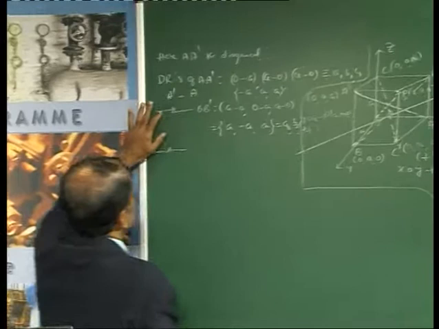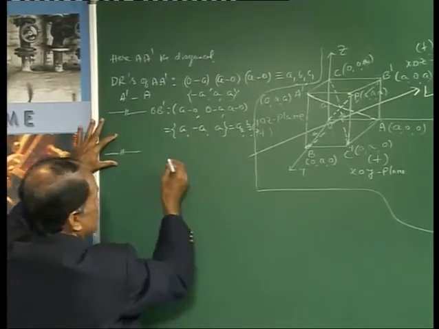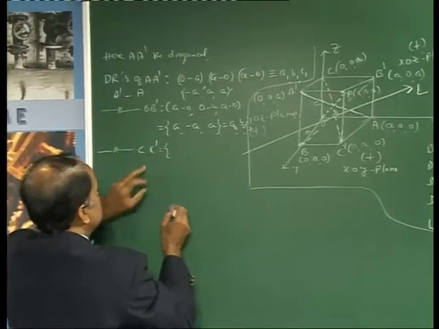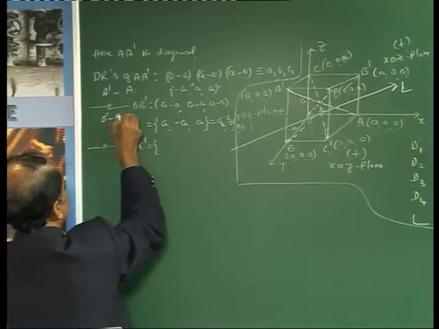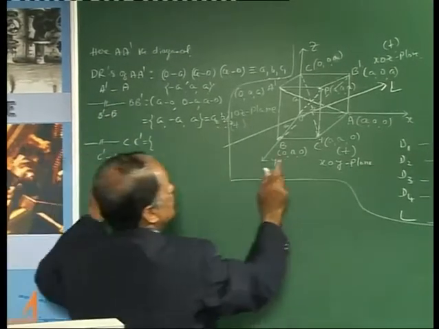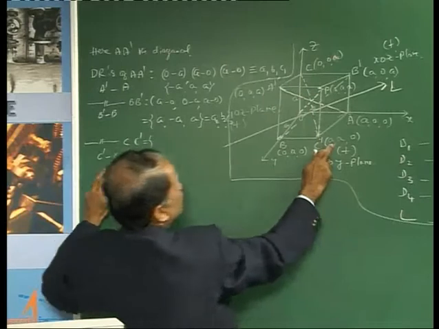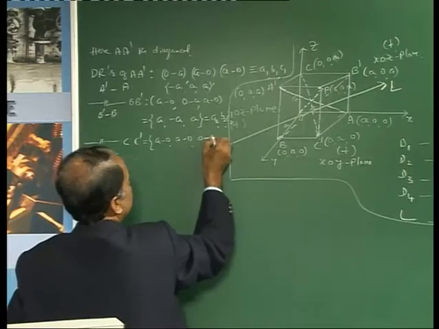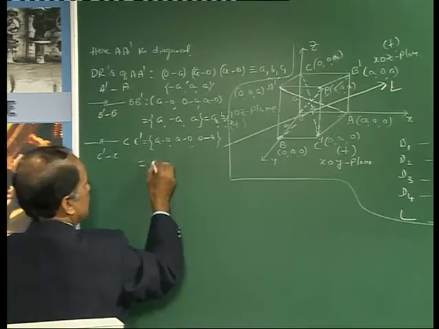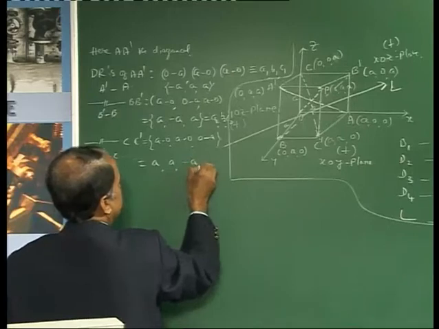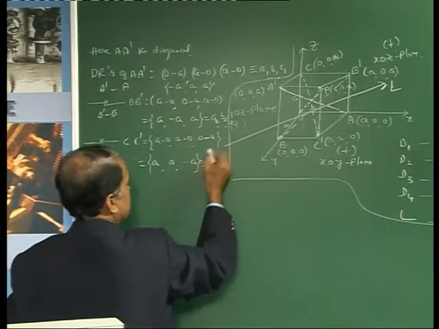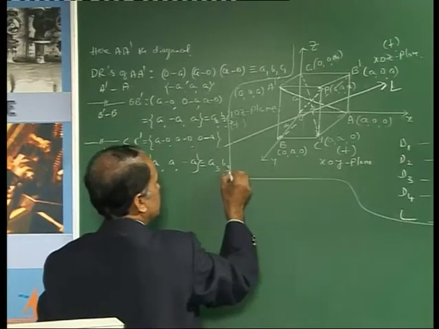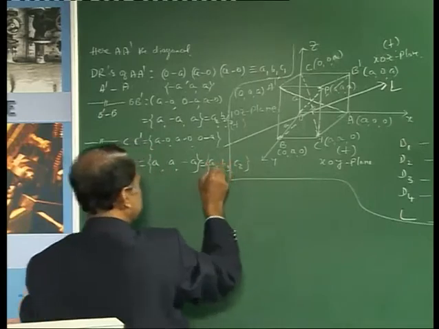Now this is the direction ratios of another diagonal, that is CC dash. CC dash means C dash, this is B dash minus B, this is C dash minus C. C and then C dash should be A minus 0 and 0 minus A, this must be A, this must be A and minus A. These are the third set of direction ratios, that is A3, B3 and then C3.